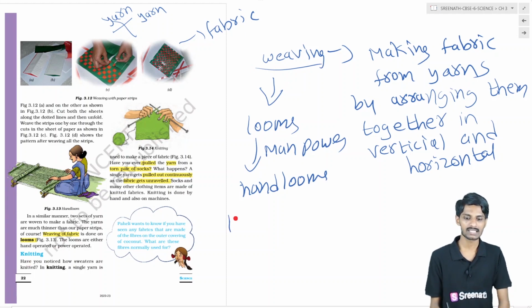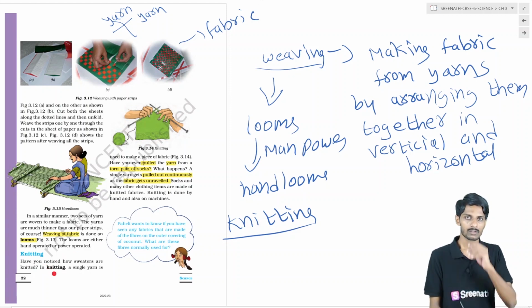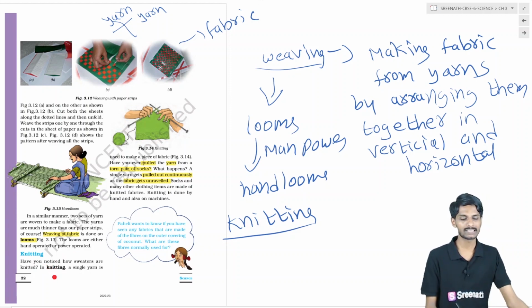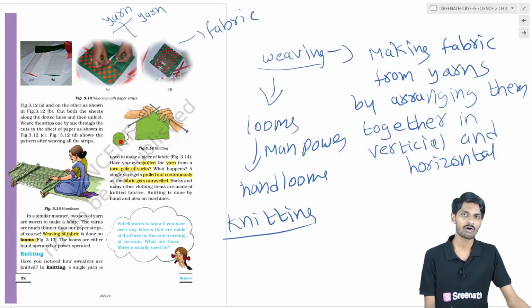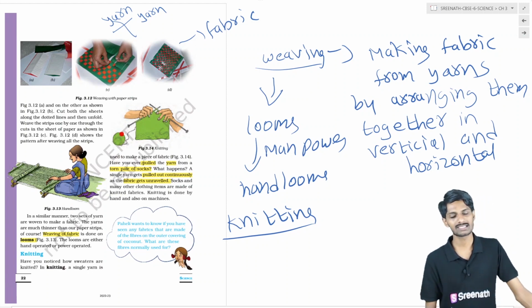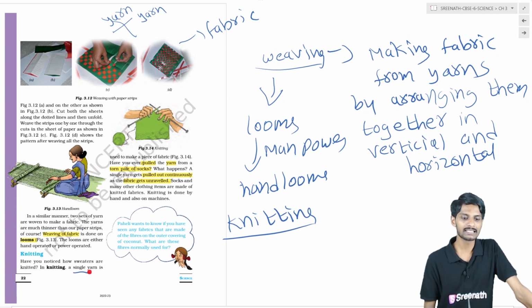Now the other process is knitting. How is it done? In knitting, a single yarn is used to make a piece of fabric. Sometimes these yarn balls are used to make fabrics. So one single yarn is used to make a piece of fabric.